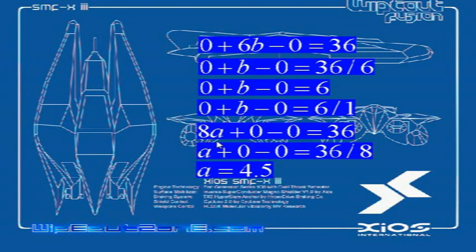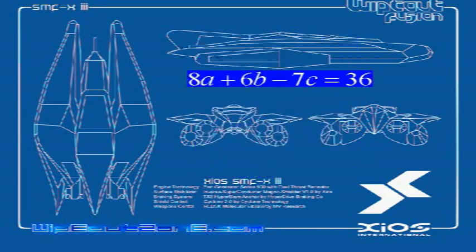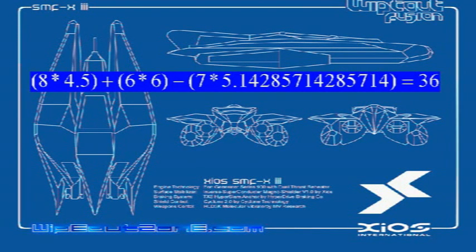Figuring out the last unknown, we have 8a plus 0 minus 0 equals 36. Then moving the 8 from 8a to the other side, we have a plus 0 minus 0 equals 36 divided by 8, which gives us a equals 4.5. Okay, now we plug in the numbers. And so 8 times 4.5 plus 6 times 6 minus 7 times 5.1428, etc., equals 36. Voila. You know, this method actually comes from a very, very simple concept.